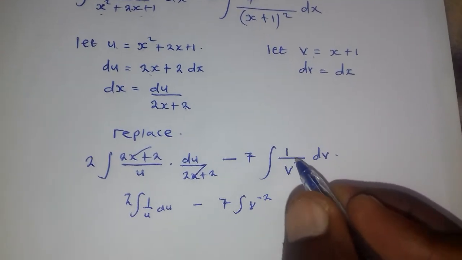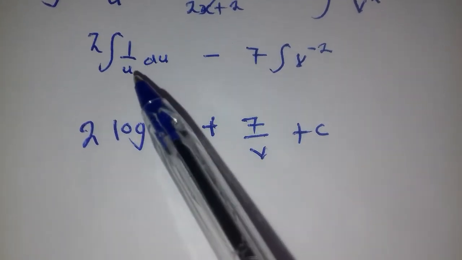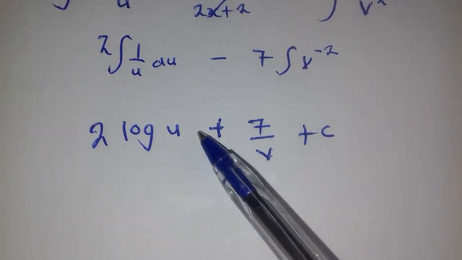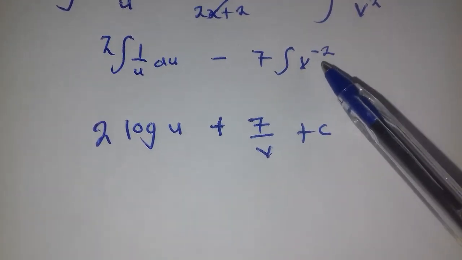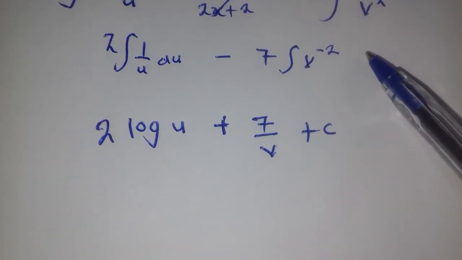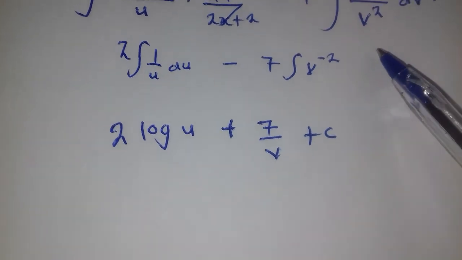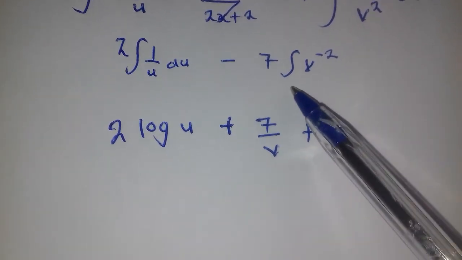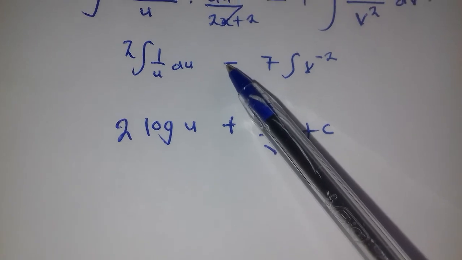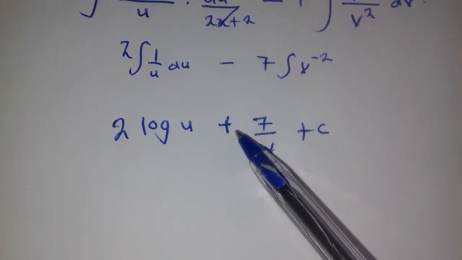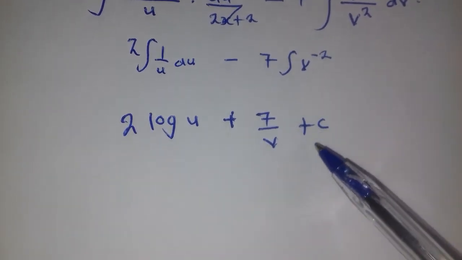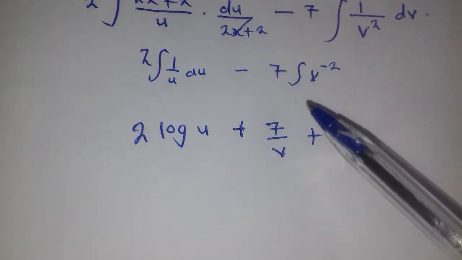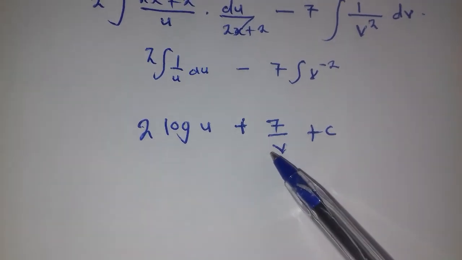You can make this one a negative exponent. So when you integrate those, you get 2 log u. Now when you integrate this part here, remember, when you integrate, you add 1. So negative 2 plus 1, you get negative 1, upon negative 1. So that negative will multiply with this negative to give us a positive. And this one has a negative exponent, so we can convert it to a positive exponent by putting 1 over v times 7. We get that.